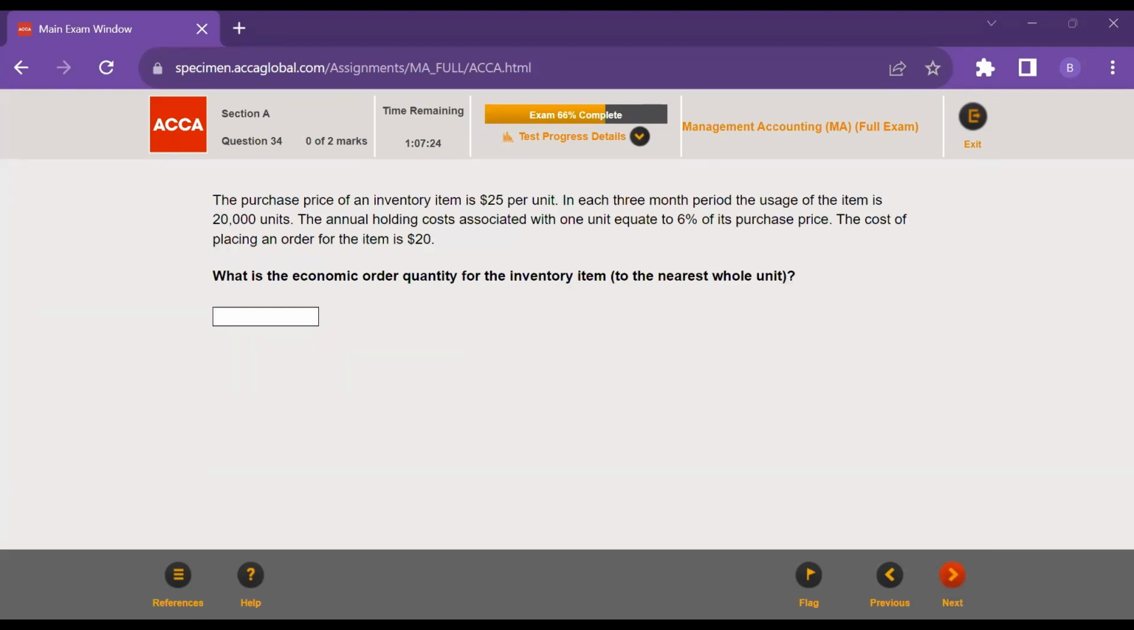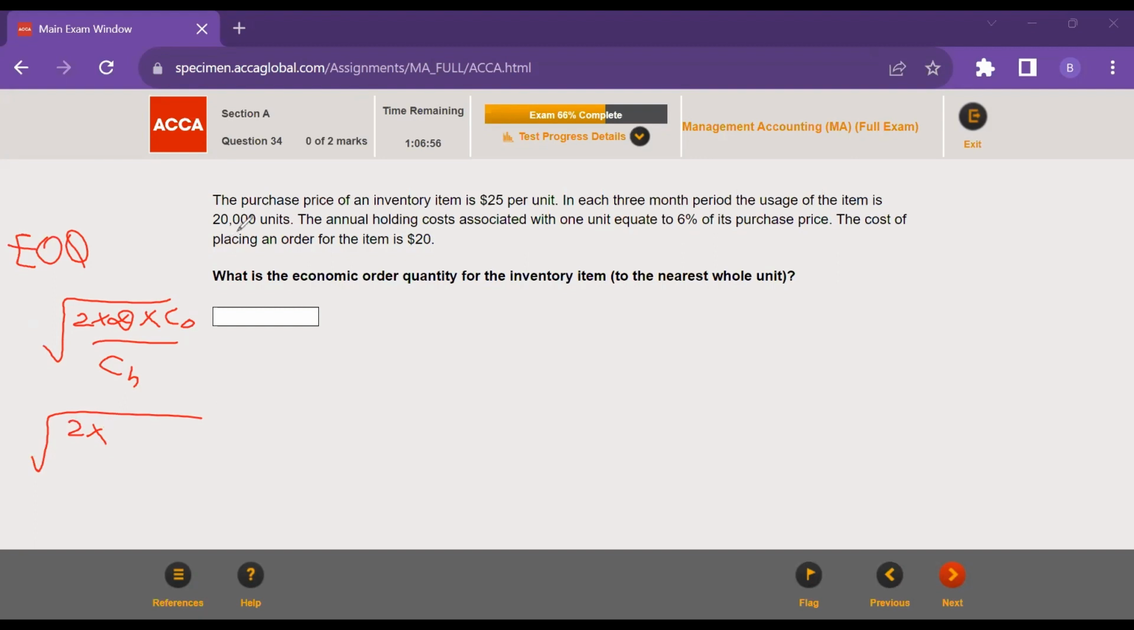The purchase price of an inventory item is 25. Okay, so we have to work out the EOQ over here. The EOQ formula I'm writing is the square root of 2 into annual demand multiplied by the cost of ordering, and then you divide that by the annual cost of holding. So let's put in the values from the question. I am going to take the square root of 2 multiplied by my annual demand.